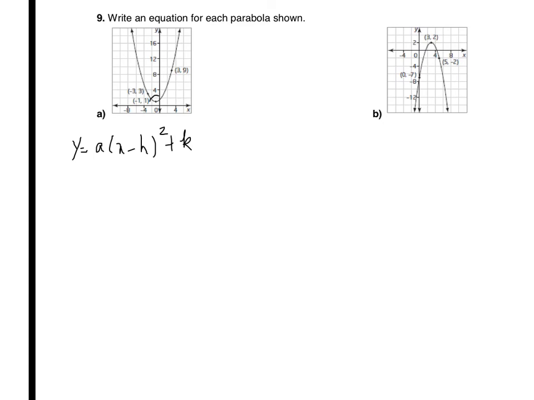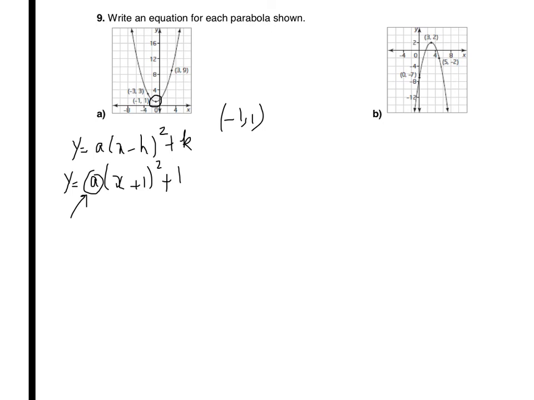If you look at here, the coordinates of the vertex are negative 1 and 1. This means that h is negative 1, k is 1. So I can write y is equal to a times x minus negative 1, so x plus 1 squared, plus 1. Now, the problem is a here. To find a, I pick any point other than the vertex. Do not use the vertex because it's going to make 0 equal to 0, which doesn't solve anything for a.